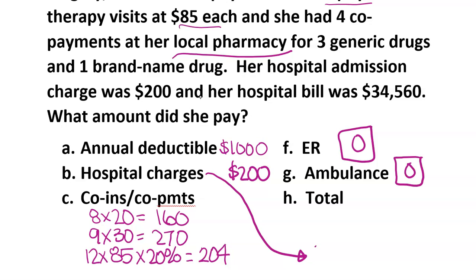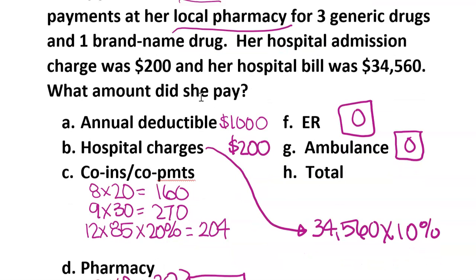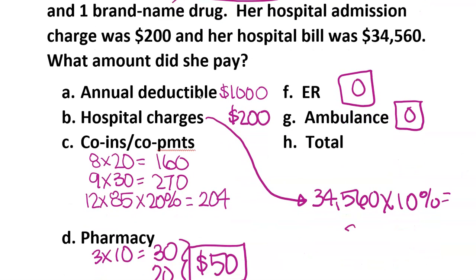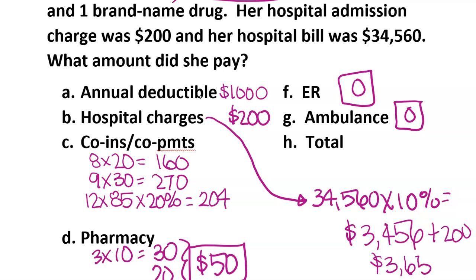Okay, so $34,560 times 10%. That basically just takes off a 0. So $3,456. Okay, so you add your 200 to that. So you get 3,656.